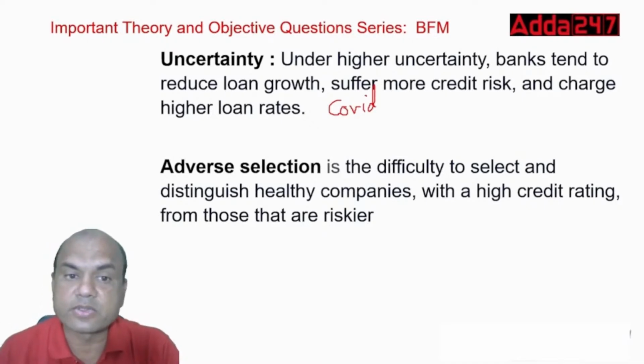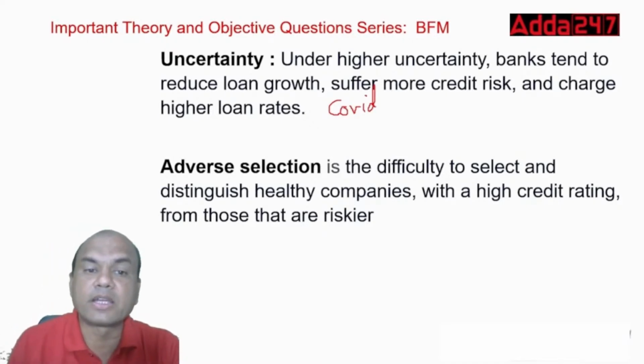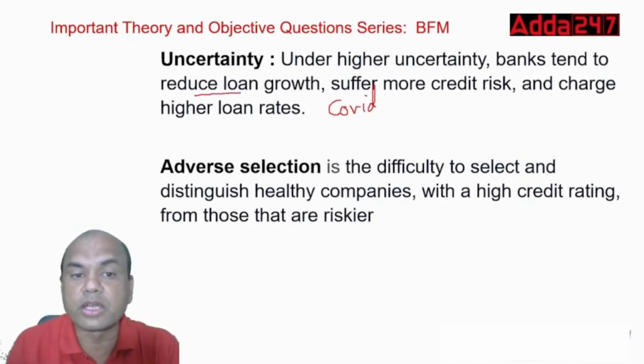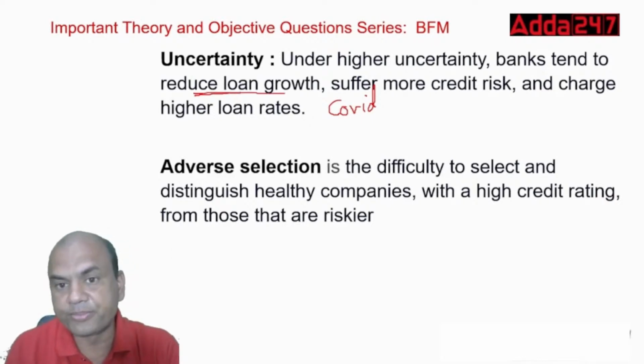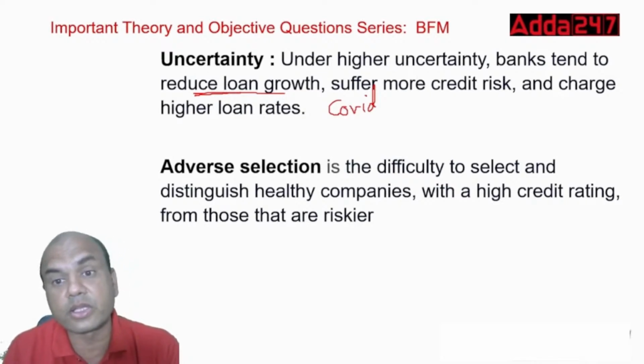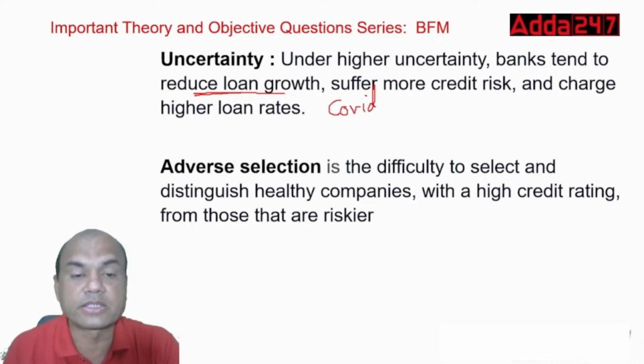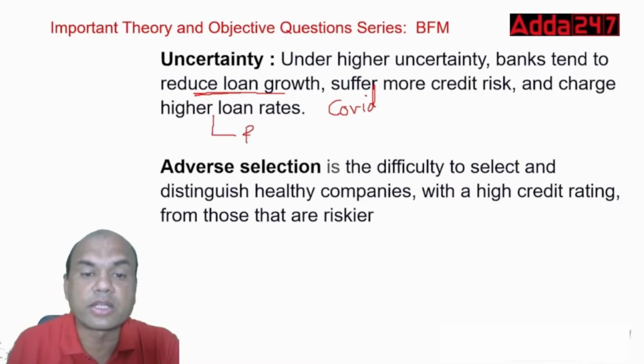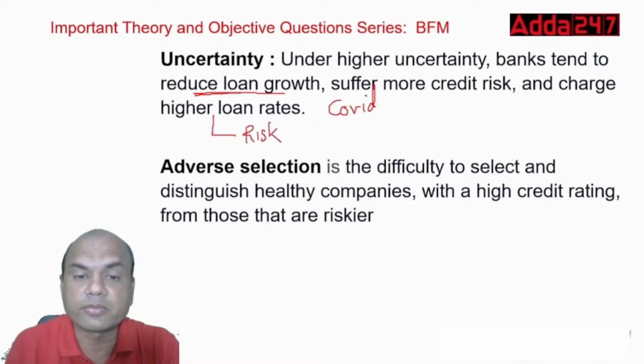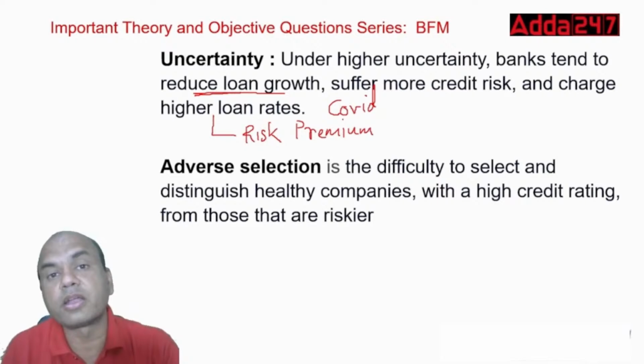So under such situations, what happens? Banks tend to reduce their loan growth. They tend to reduce their loans, right? They suffer more credit risk because there was huge NPAs during that COVID situation, and charge higher loan interest. So banks were charging higher interest, and higher loan interest is called a risk premium. So this is an important term under uncertainty.